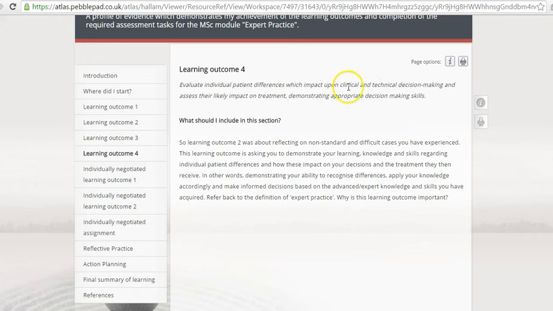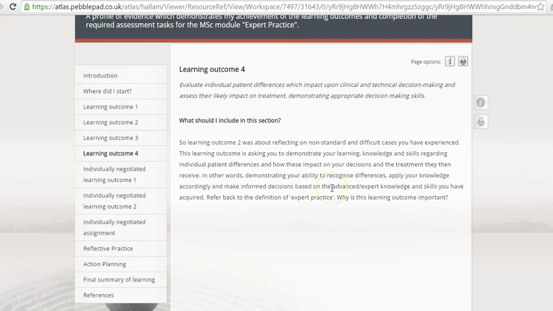If you're looking at clinical and technical decision making, if you're doing something that is more image based, again, there might be something that is more technology based that has had a big impact on what you're doing. So again, don't repeat everything from your case studies, just pull out 1 or 2.